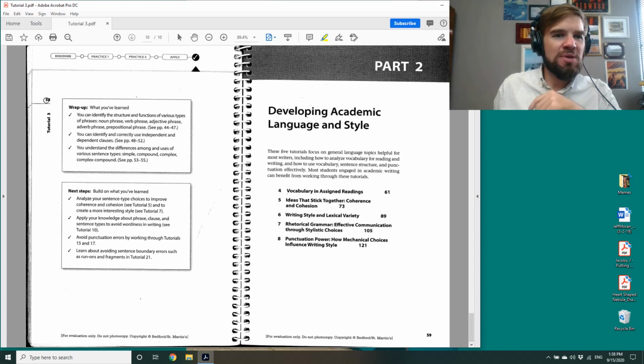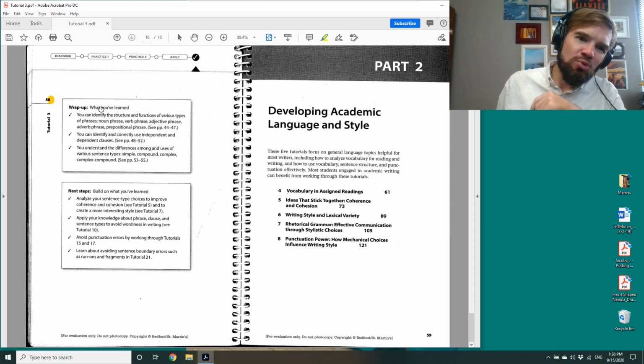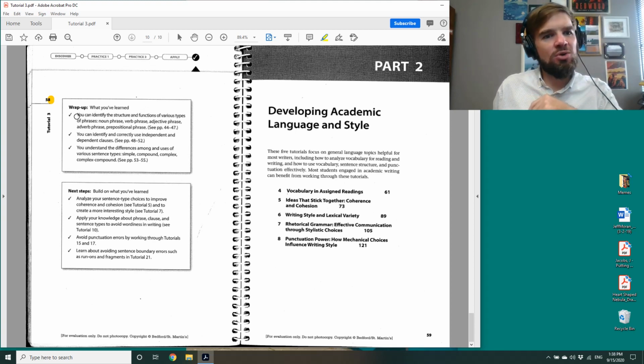And we're going to finish up here on page 58. So to wrap up, to finish up what you have learned, what we've talked about. So hopefully now you feel more comfortable identifying the structure and functions of various types of phrases: noun phrases, verb phrases, adjective phrases, adverb phrases, and prepositional phrases. You can identify and correctly use independent and dependent clauses, and you understand the differences among and uses of various sentence types: simple, compound, complex, complex compound.